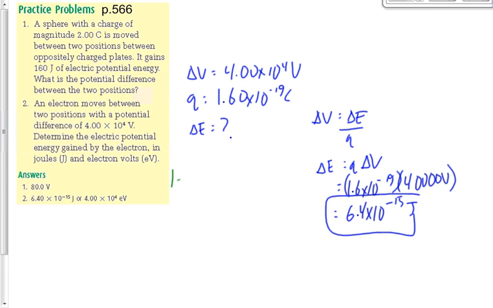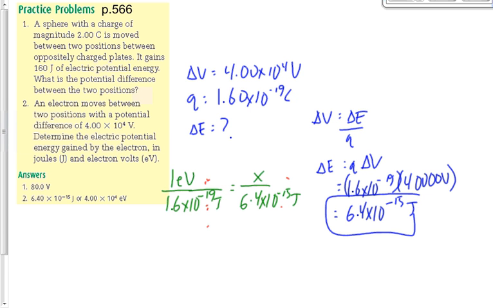We know on the left-hand side of our data sheet, it says 1 electron volt equals 1.6 times 10 to the minus 19 joules. So we're going to write that as a fraction. 1 electron volt equals 1.6 times 10 to the minus 19 joules. Well, that's going to be equal to x electron volts over 6.4 times 10 to the minus 15 joules. So if the top is equal to the bottom right there, then the top is equal to the bottom over here as well. I was right the first time.